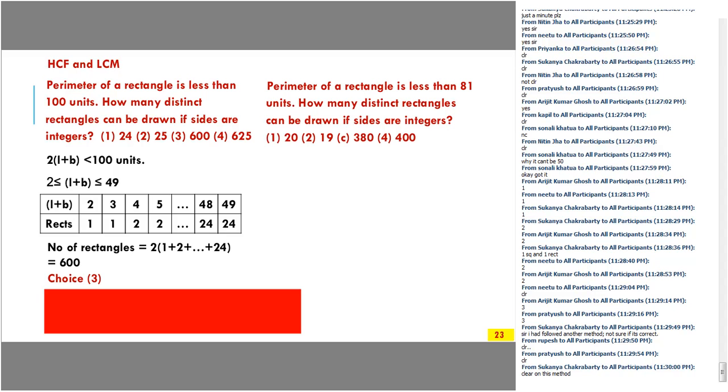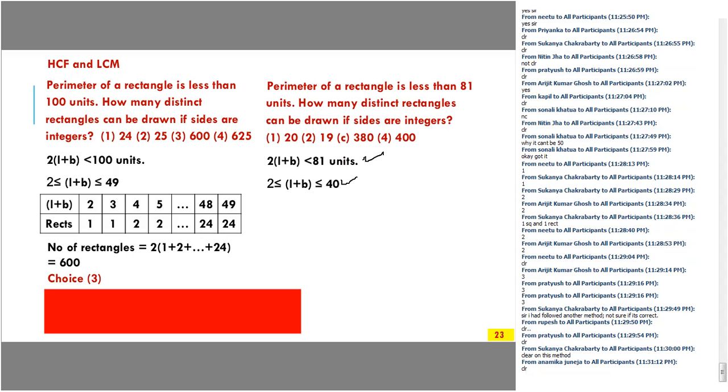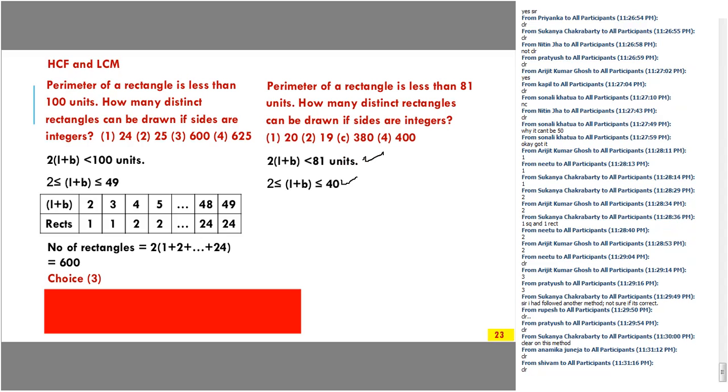Next one, what will happen to the next question? Quick, with this we'll close off. Tell me what is 2 into L plus B here, quick. Do you lie between 2 and 40 or not? L plus B should lie between 2 and 40. How many play with this?